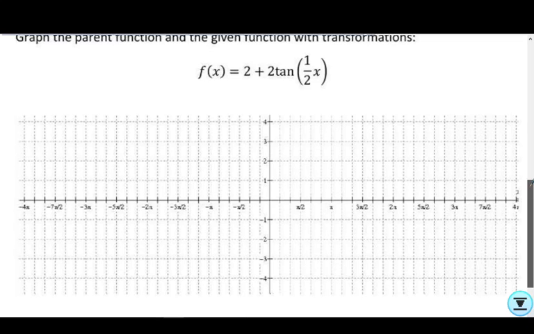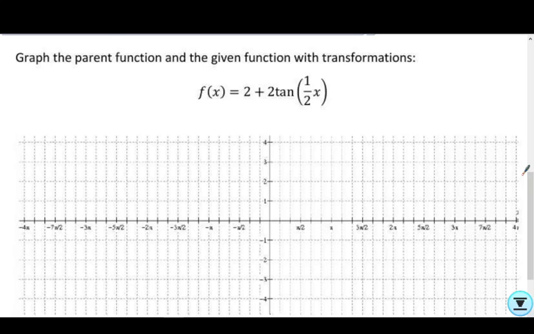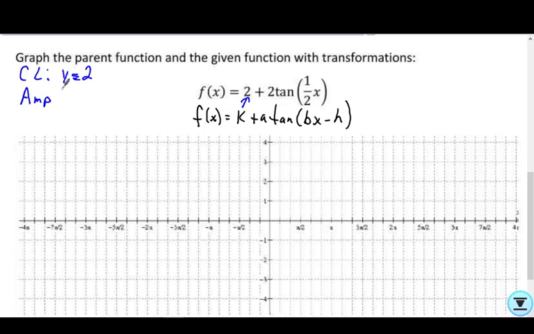Alright, so we're going to do the same thing for tangent. Okay? So same thing, start off by writing my parent function for tangent with all of my transformations. So my center line is at y equals 2, which means it's been shifted up 2. My amplitude, or in this case my vertical stretch compression, is 2, so I've been vertically stretched.